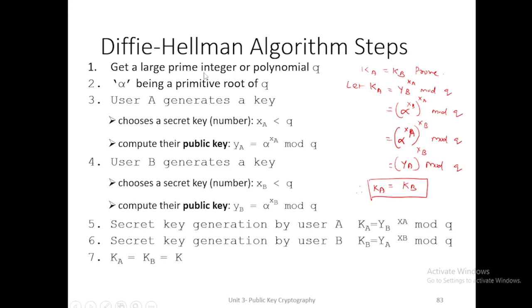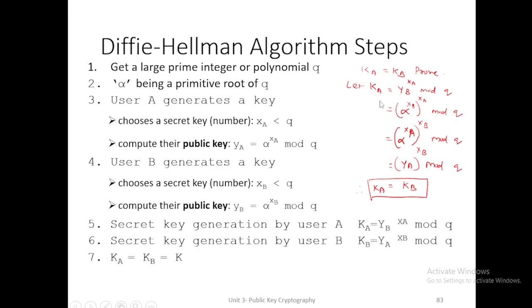First we take the large prime number q, and alpha is the primitive root of q. At user A, two calculations are done. First, we choose the private key XA. The XA value should be less than q, and we calculate the YA value. YA is equal to alpha power XA mod q. Like that, the calculation at B is done. After exchanging the YB and YA values between both entities, KA and KB are calculated, and we should prove that KA and KB are equal.